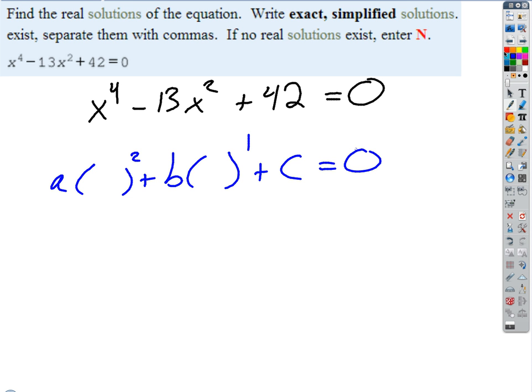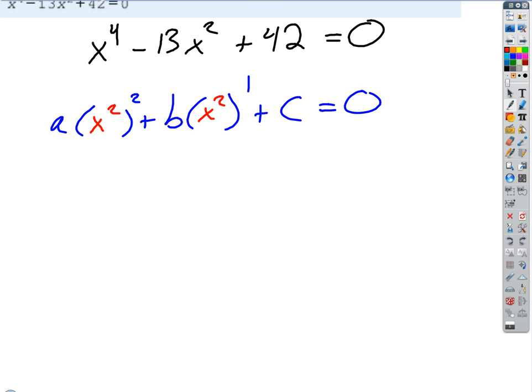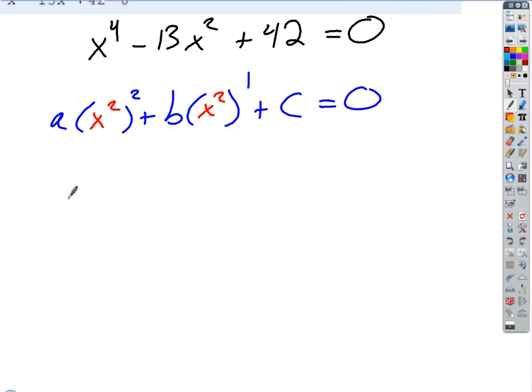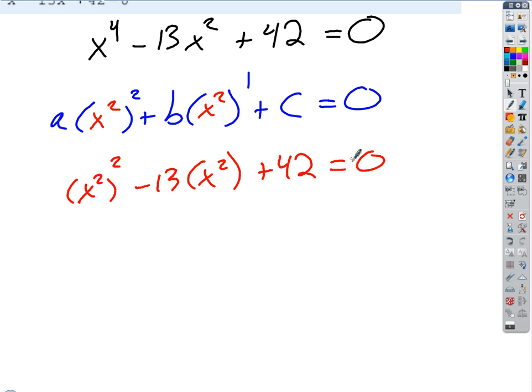Okay, what's my a and what's my b and what's my c this time? A is 1. What's b? Negative 13. C, 42, right? Okay, so then this just becomes 1 x squared squared minus 13 x squared plus 42 equals 0. Well, that's quadratic. I know a, b, and c. It's in standard form. I can use the quadratic formula, right?